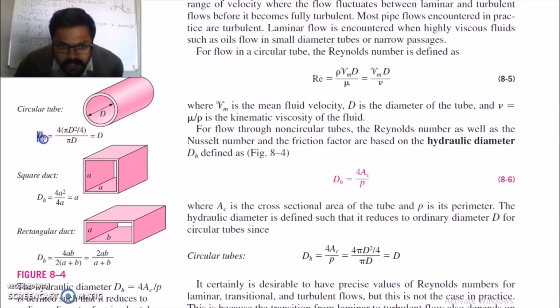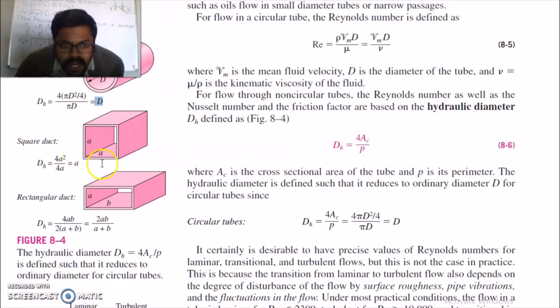So hydraulic diameter, if you check in case of circular tube, it will become D. Hydraulic diameter is defined such that it reduces to ordinary diameter D for circular tubes. For a square duct, hydraulic diameter is equal to 4a square by 4a, which is equal to a. For a rectangular duct, hydraulic diameter is equal to 4ab divided by 2 times (a plus b), which is equal to 2ab divided by (a plus b). So this is the hydraulic diameter in case of rectangular duct.